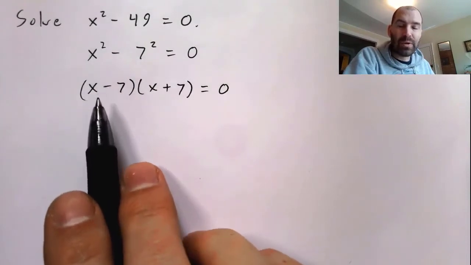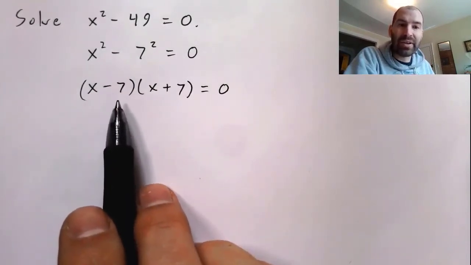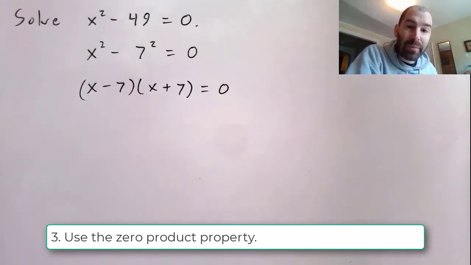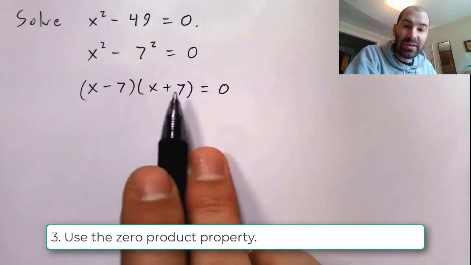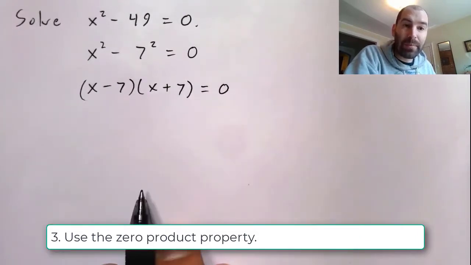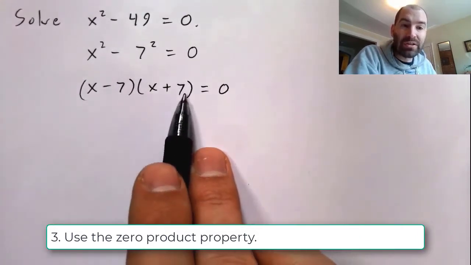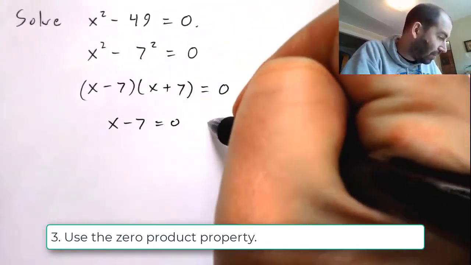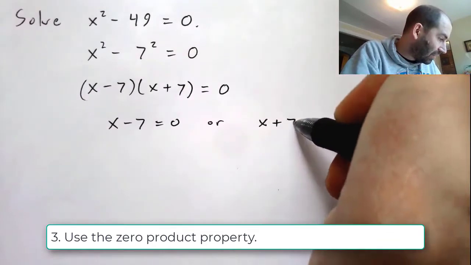X squared minus 7 squared will factor as x minus 7 times x plus 7. Okay, great. Now, step 3, employ the zero product property. We have the product of two things equals 0. Zero product property says one of these two things, at least one of these two things, must equal 0. So either x minus 7 equals 0 or x plus 7 equals 0.